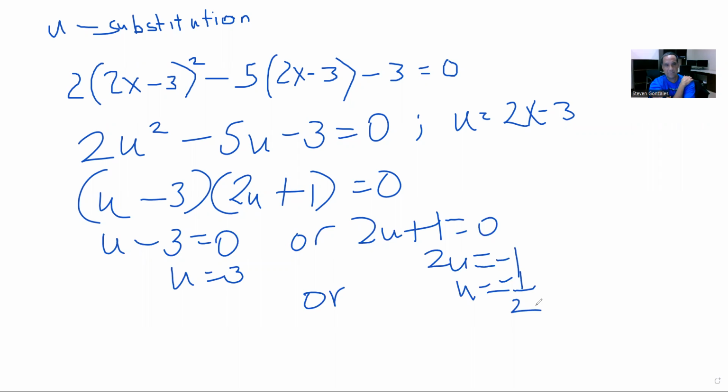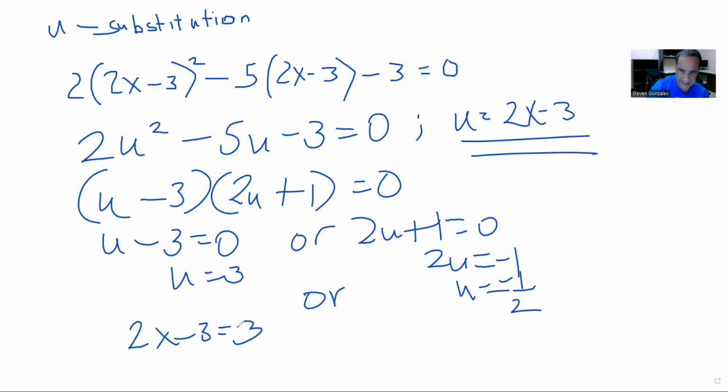But there's one problem. This problem we're doing, it's not about u. It's really about finding x. So now that you know your u values, you actually have to go back, remember what happened here, and then set up two equations for x. So now I have 2x minus 3 is 3, or 2x minus 3 is a half. And then I have to solve both equations for x.